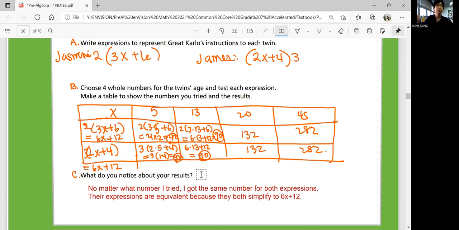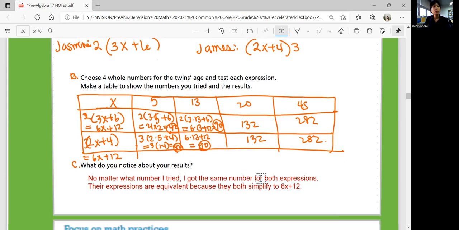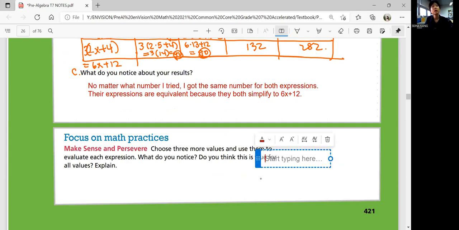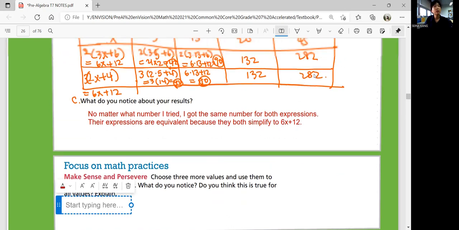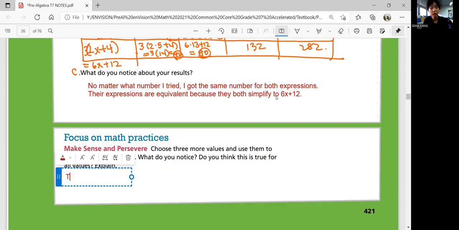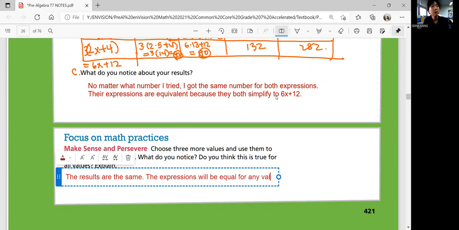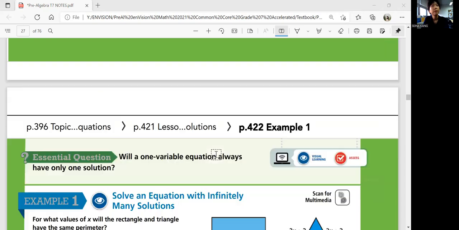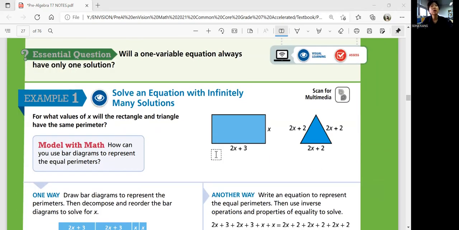All right, focus on math practices. Choose three more values and use them to evaluate each expression. What do you notice? Do you think this is true for all values? Yeah. We already have enough values over here, right? So you can say the results are the same. The expressions will be equal for any value. So let's think about, will a one-variable equation always have only one solution?